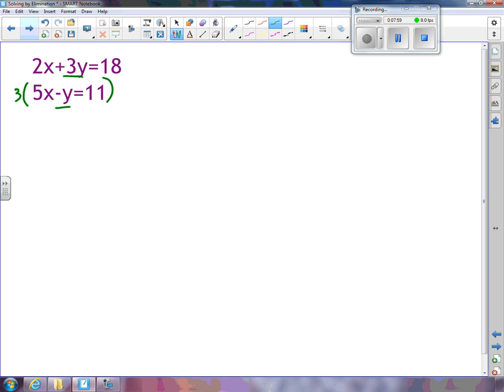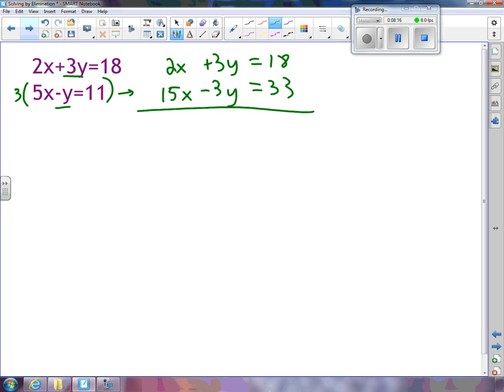So I'm going to take this bottom equation and multiply by 3. I get 15x minus 3y equals 33. I'm just going to rewrite the top equation here to keep myself organized. So now that I have step 1 met, I've multiplied by something to make one of the variables cancel. I'm going to go ahead and add these two equations together.